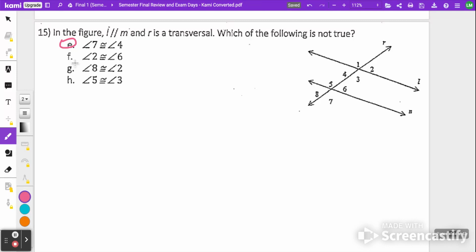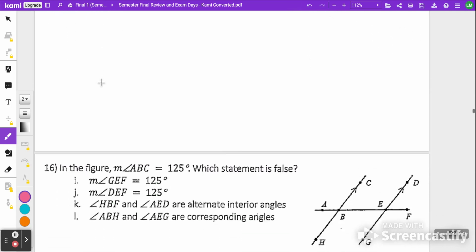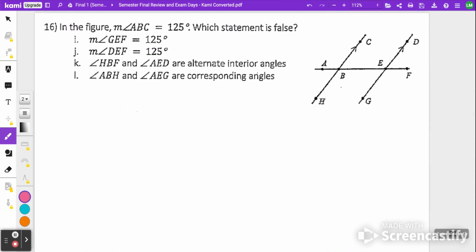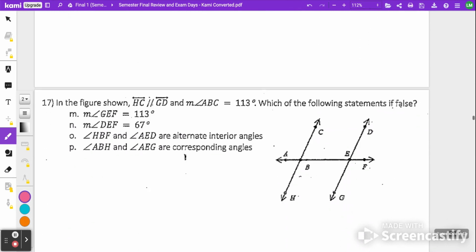2 is equal to 6 because they're corresponding, 8 equals 2 because they're alternate exterior, and 5 is equal to 3 because they're alternate interior. In this figure, the measure of angle ABC is equal to 125, so I'm going to label that 125. Which statement is false? GEF is also 125, that's true. DEF is not 125. That one is obviously an acute angle, so that would be 125 subtracted from 180. The other ones are true, so we could only stick with letter J.